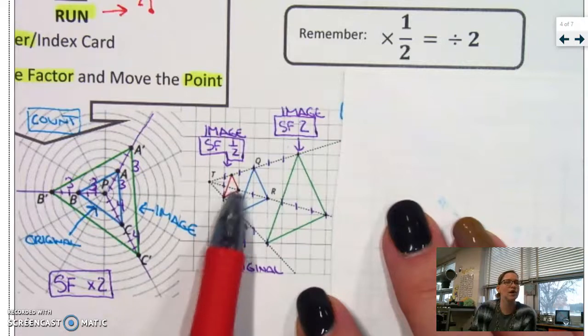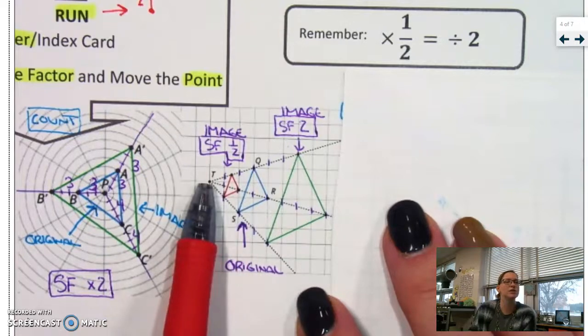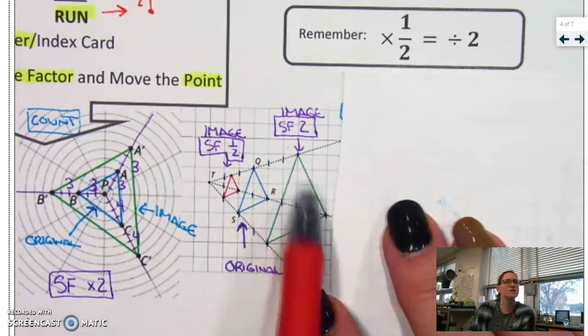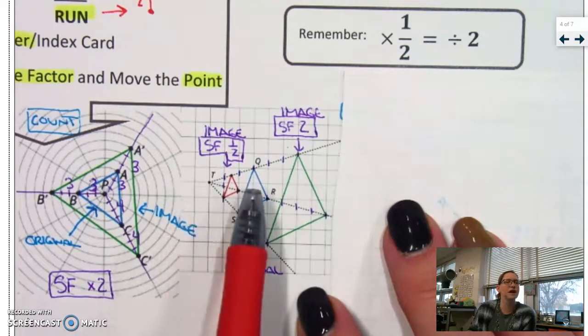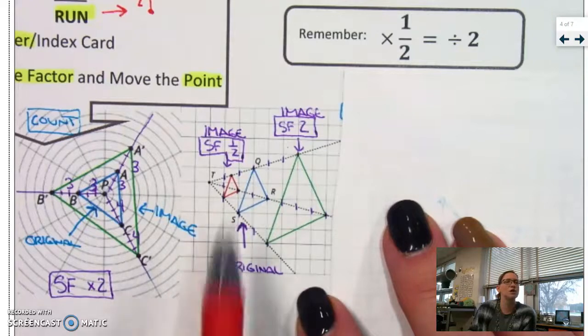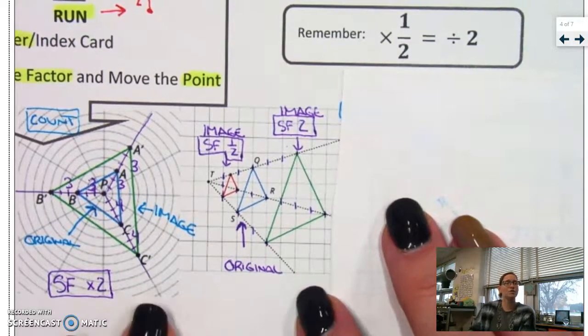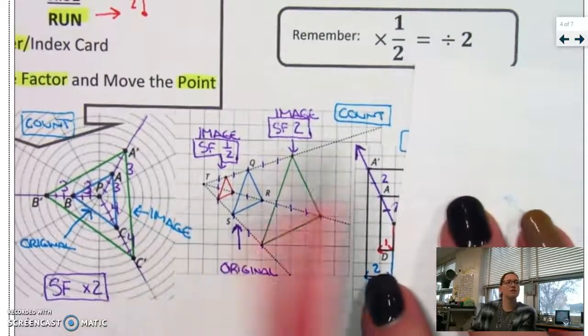So here is a scale factor of 1/2. You see that it's closer to the center. You can also see that it is smaller than the original. And then this next one is a scale factor of 2. So you would take those exact same numbers from the original, and instead of dividing, you're going to multiply by 2, and you get your larger triangle on your image. Okay, so that was the counting method.